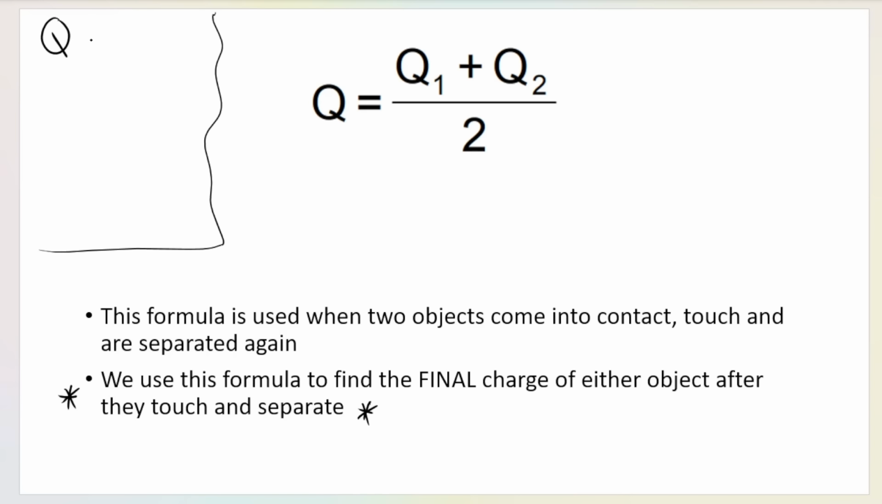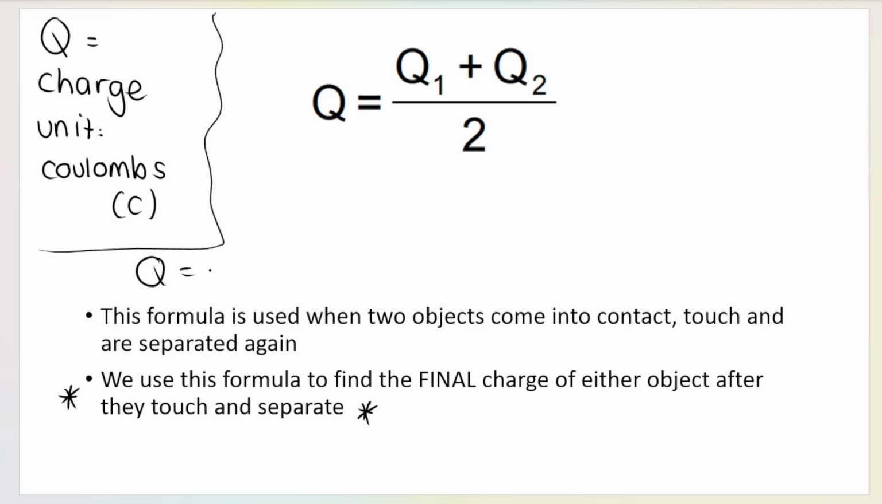For this formula, maybe we should start off with the fact that in electrostatics, Q is charge. So Q is the symbol for charge. Instead of writing out the full word charge, we can use the symbol Q. And the unit for charge is called coulomb, or C. So for example, if I say Q is equal to 3 C, what I'm saying is the charge of an object is 3 coulombs. You can get charge being negative, or you can get charge being positive.